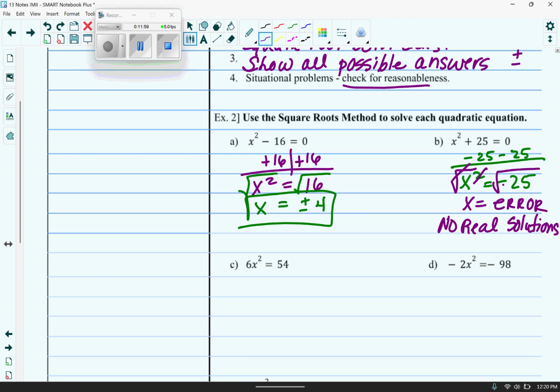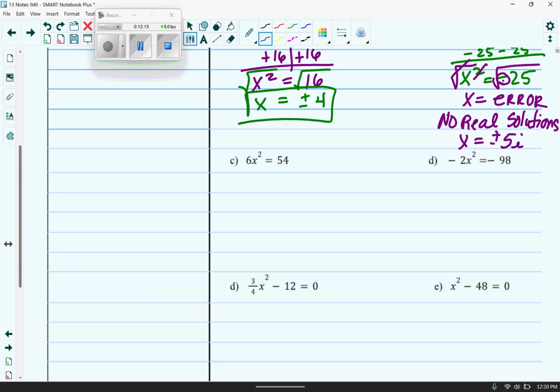Okay. The imaginary solution would be x is equal to, the square root of 25 is 5, but I have a negative here, so that would be plus or minus 5i. All right, then we scooch down, and we're going to divide by 6, and we get x squared is equal to 9. Square root both sides, x is equal to plus or minus 3, because the square and the square root cancel.